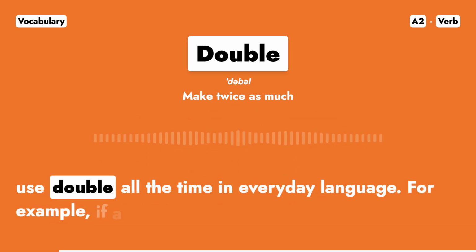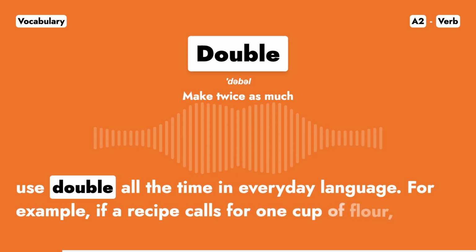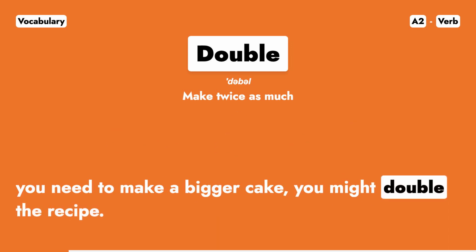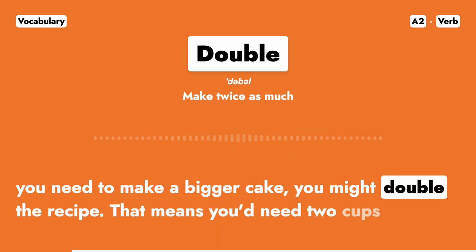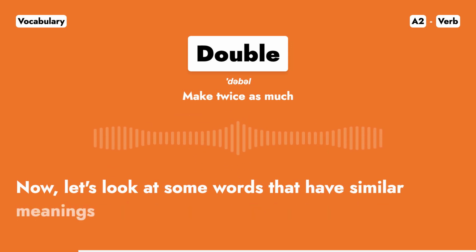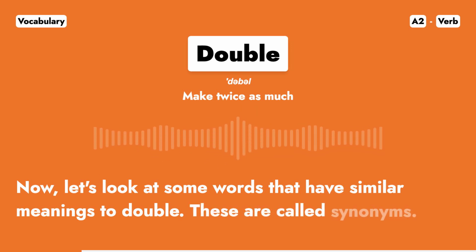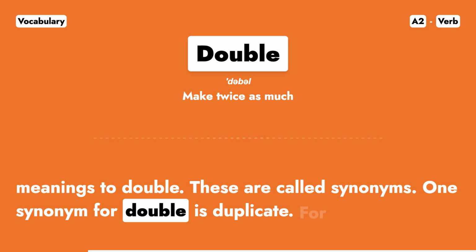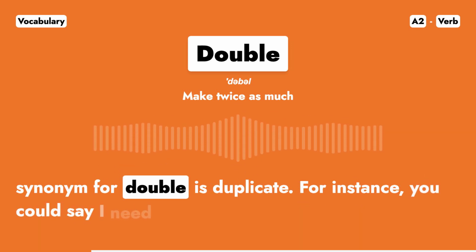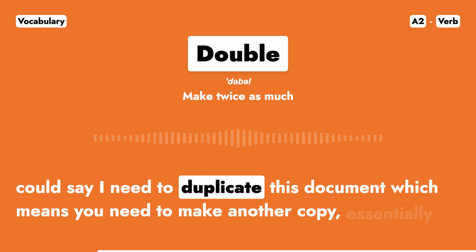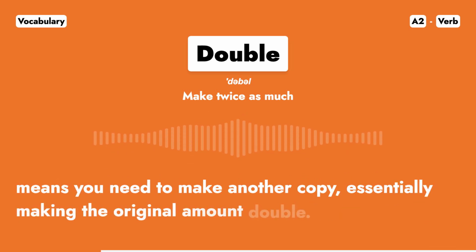For example, if a recipe calls for 1 cup of flour, but you need to make a bigger cake, you might double the recipe. That means you'd need 2 cups of flour. Now, let's look at some words that have similar meanings to double. These are called synonyms. One synonym for double is duplicate. For instance, you could say, I need to duplicate this document, which means you need to make another copy, essentially making the original amount double.